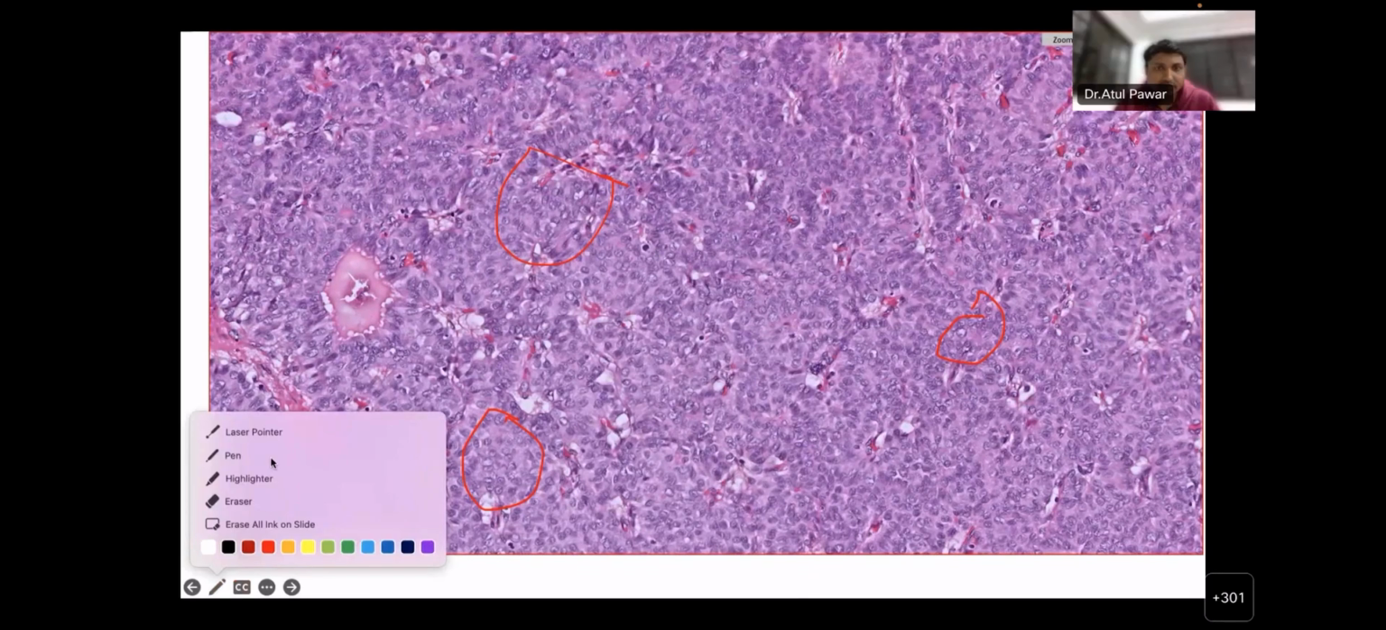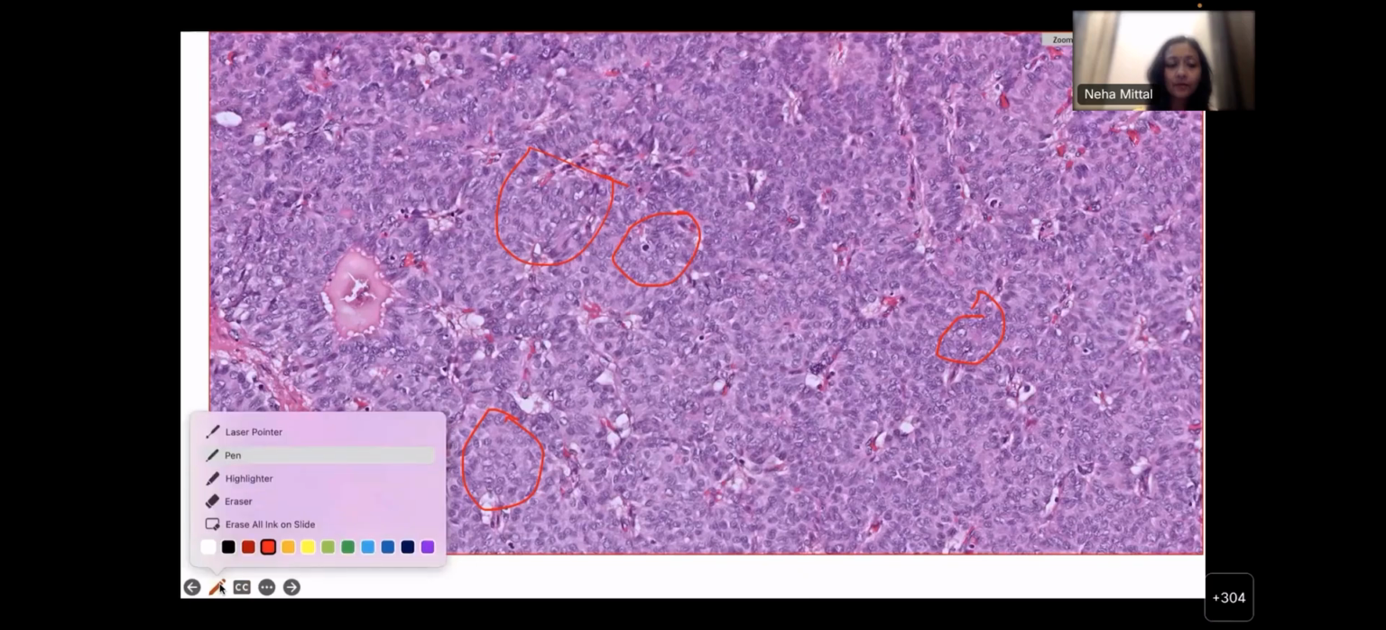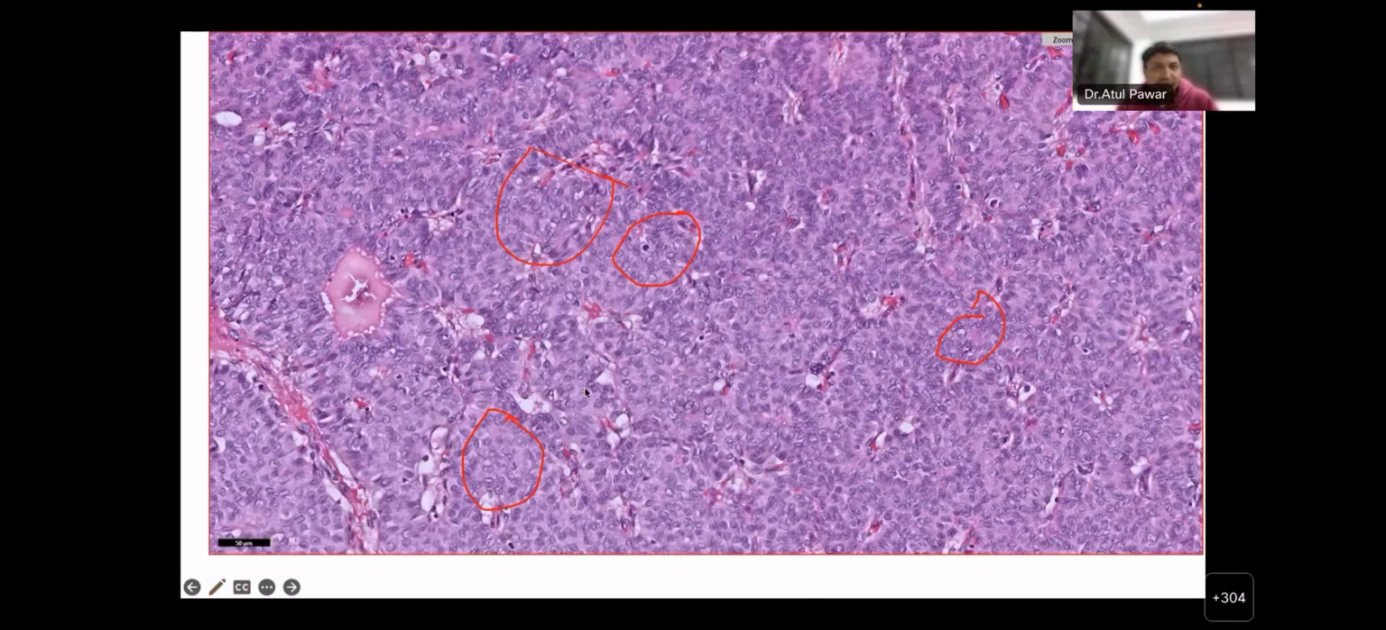In this picture, we can also appreciate the Call-Exner bodies, ma'am. Where? Can you tell the site where you can appreciate Call-Exner bodies? Can you describe a Call-Exner body quickly? Usually these bodies are fluid-filled, punched-out spaces between granulosa cells, and they are usually characteristic of granulosa cell tumors, ma'am. Does everybody agree we are seeing Call-Exner bodies in this field?